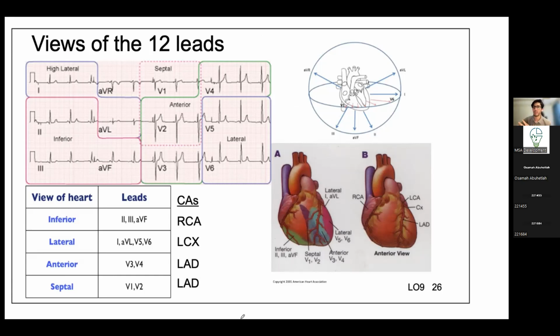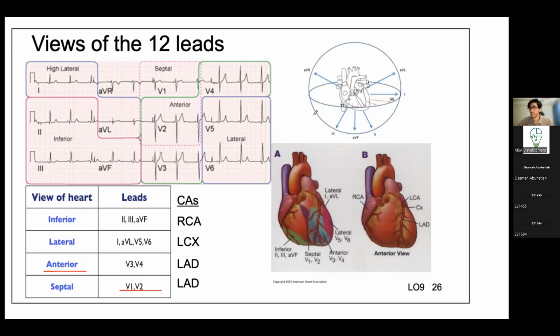Same goes for 1, AVL, V5, V6, which is looking at the heart from a more left lateral perspective. So any abnormalities on the left lateral side of the heart are going to show up more on 1, AVL, V5 and V6. For the anterior and septal, the anterior is basically V3, V4 and septal is V1, V2. It's memorization, I guess.